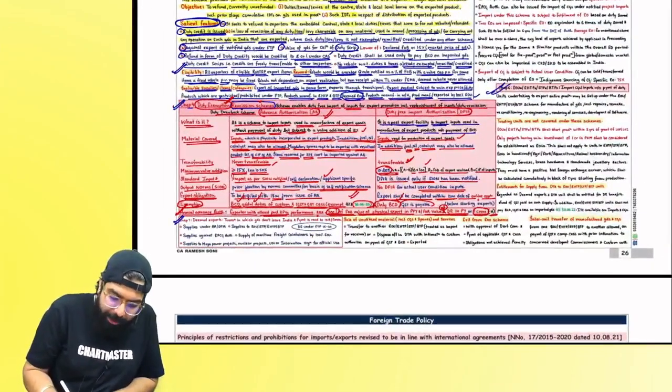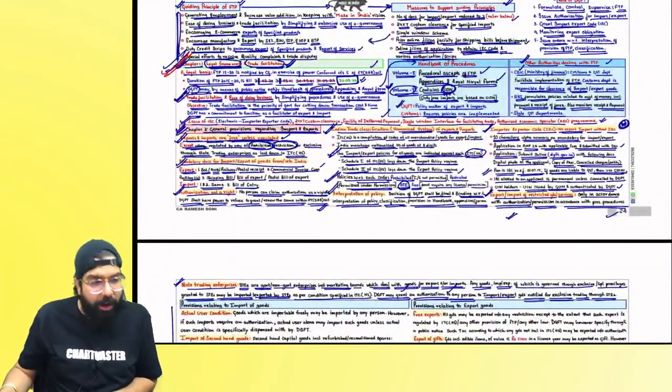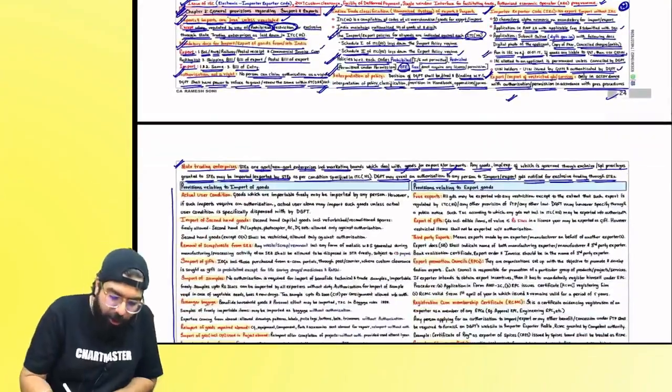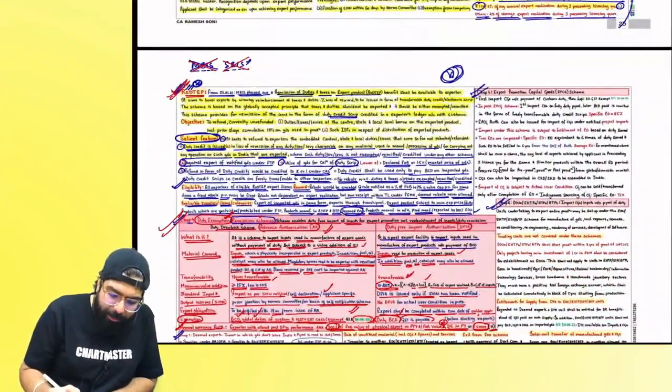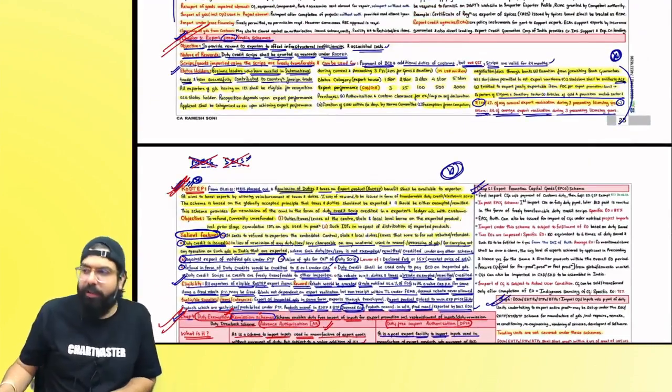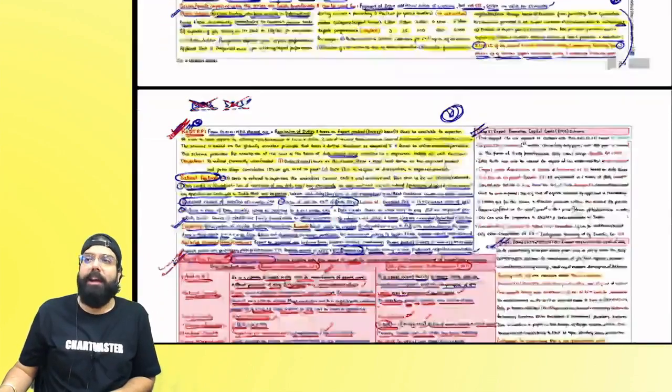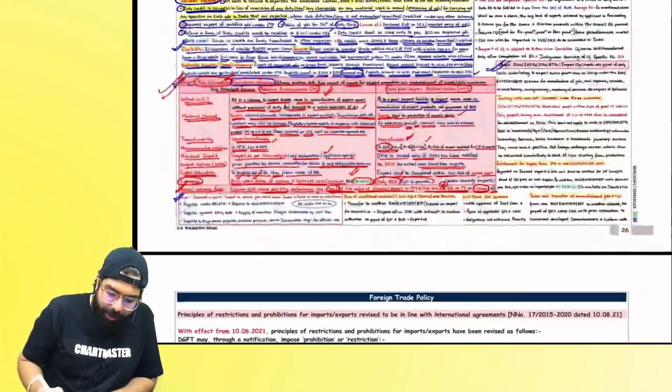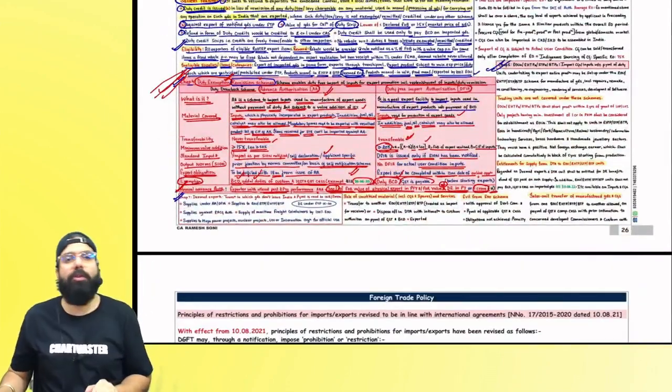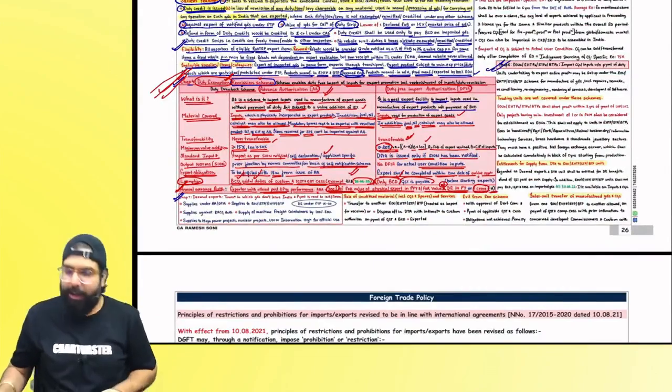Everyone over here, is the point clear till here? Chapter number 1 I taught you, which was legal framework and trade facilitation. Chapter number 2 I taught you general rules for import or export. RODTEP, chapter number 3 I taught you, which was export from India scheme. Status holder I taught you, RODTEP I taught you. Chapter number 4, advance authorization and DFIA I taught you.